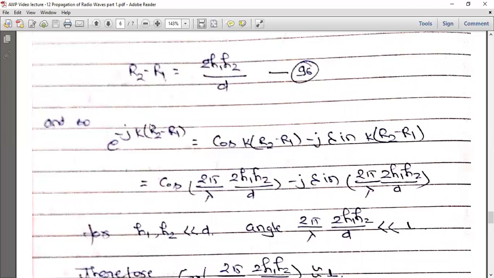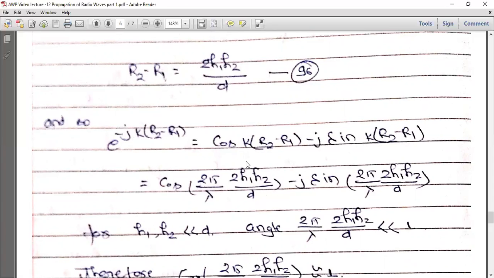Yes. e to the power minus jk(r2 minus r1) can be written as cos of k(r2 minus r1) minus j sine of k(r2 minus r1) using Euler's identity. And we have r2 minus r1 as 2h1h2 upon d. Substituting everything here, the expression looks like this.